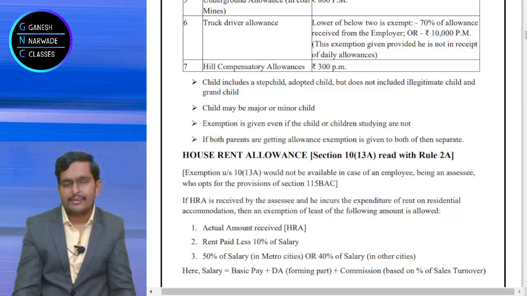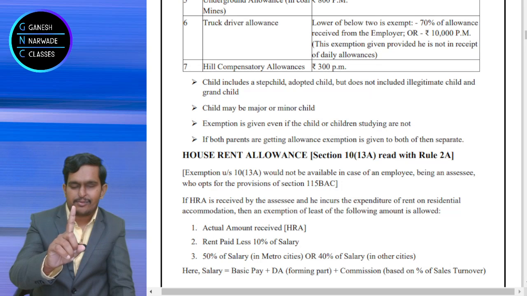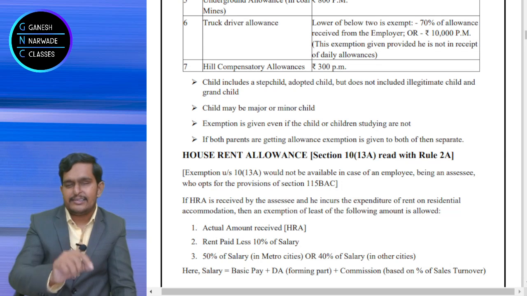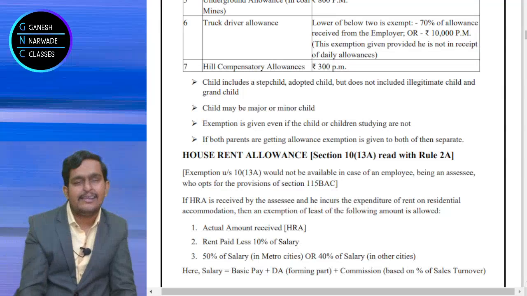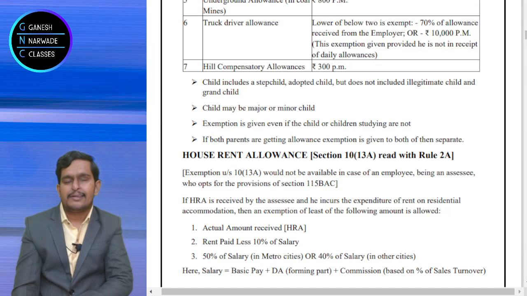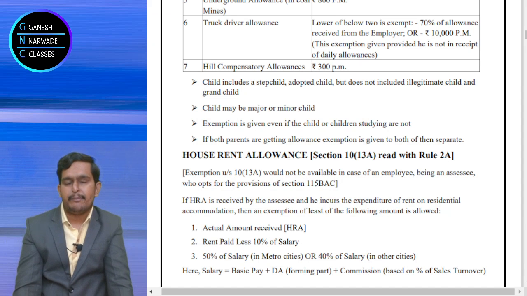So what are the rules? What you have to take is actual HRA less least of the following three. Least of the following three is exempt. First one, actual HRA. Second one is rent paid minus 10% of salary. Third one is 50% of salary in case of metros and 40% of salary in case of non-metros. Now what is the thing to be remembered?